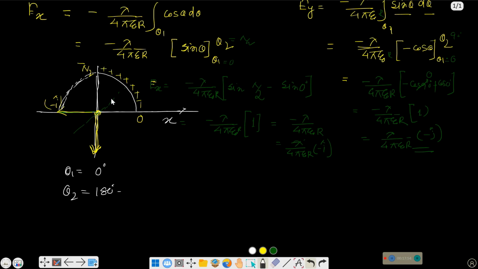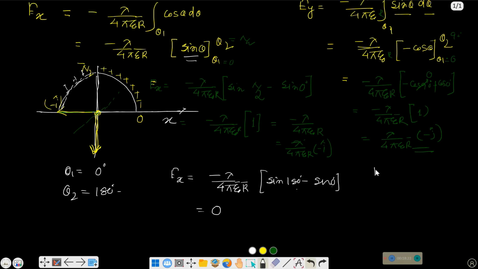So for this system, again it is positive, okay. For this system, the electric field along the x direction will be equal to how much? Minus lambda by 4 pi epsilon naught r times sine theta, so sine of theta 2, which is sine of 180 degree, minus sine 0 degree. Sine 180 is 0, sine 0 is 0, so Ex will be equal to 0.